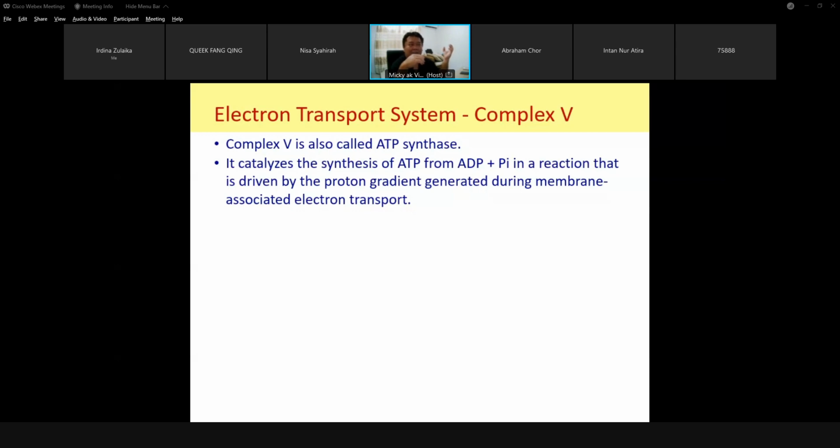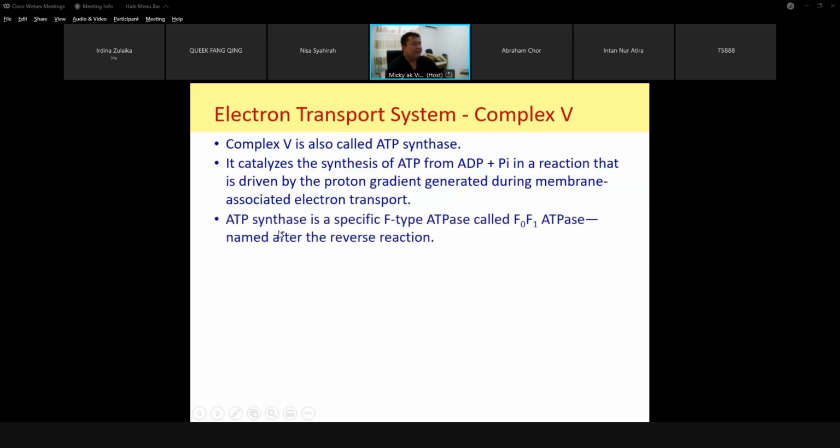When ATP is produced in the cytoplasm, you call this substrate phosphorylation. But when ATP is produced in complex number 5, in this process we call it oxidative phosphorylation. So there are two types, substrate phosphorylation and oxidative phosphorylation. Same, they produce ATP, basically to recharge the ADP to form ATP.